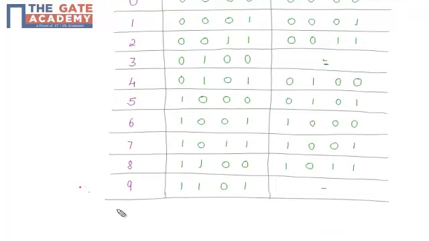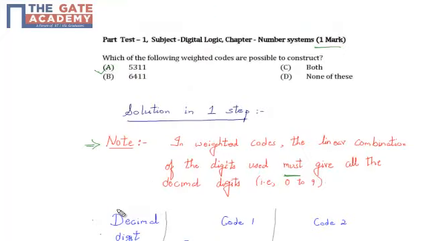Still moving further, we can see that we have all possible combinations for the digits from 0 to 9 using code 1, as seen from this column, whereas for code 2 we do not have a possible representation of number 3 as well as number 9. Hence option A is the correct option, that is 5311.